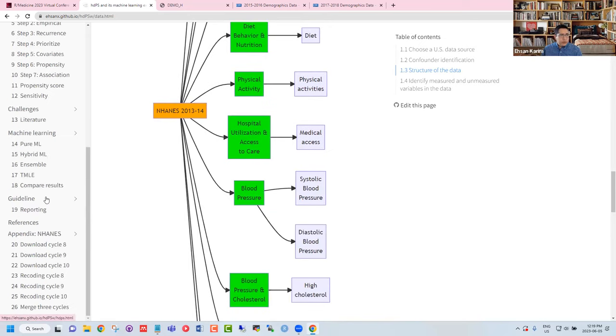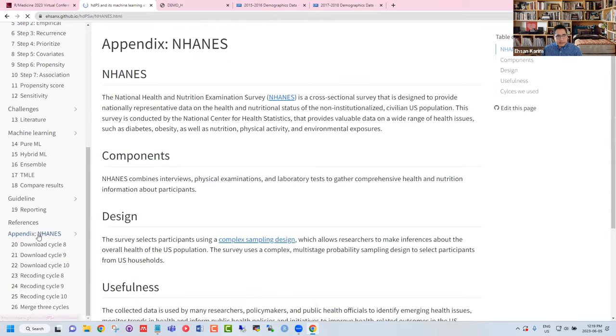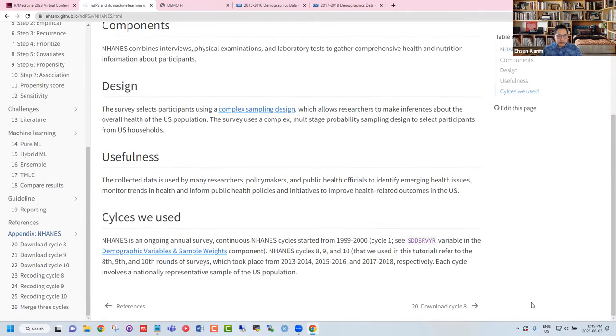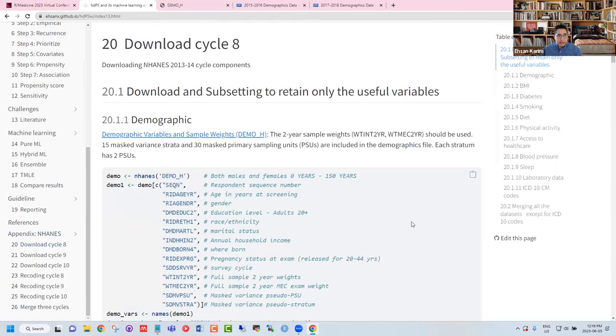If you want to know more about how to do that, there is an appendix that I have included at the very end of this workshop material. And you can see there I talk about different designs, usefulness, and different cycles. And if you want to get the reproducible code of how to download this data, there is a package in R called nhanesA.